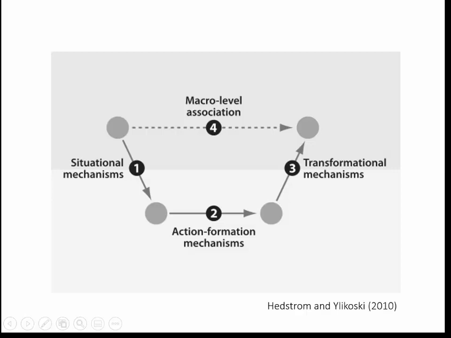Situational mechanisms are how I experience the situation that I'm in. I've done some work on how being embedded in networks has an effect on what I see. People put themselves in relation with each other because of the social structure they are embedded in, and that affects my ideas about my own life, for example. So there you see how a macro phenomenon can affect the micro level, the situation.